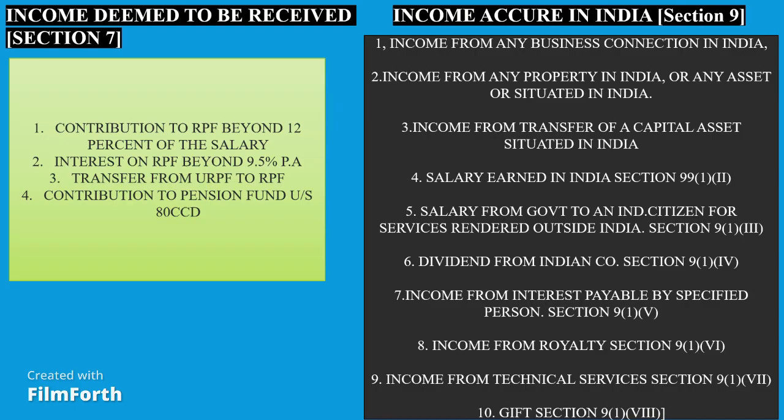Dividend paid outside India by an Indian company. Section 9 subsection 1, clause 4. Dividends paid by an Indian company outside India is deemed to accrue or arise in India and would be taxable in the hands of shareholders.